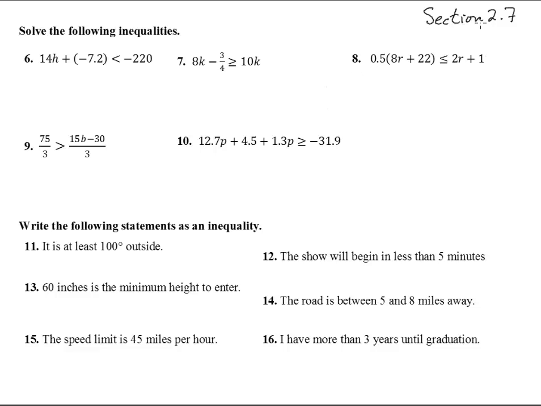Okay, here we are, section 2.7. The answers 6 through 16. 14h plus a negative 7.2 is less than negative 220. We're going to undo that by adding 7.2 to both sides. And we get 14h is less than, that's going to be 212.8. Divide both sides by 14, no flipping of the signs, and we get that h is less than, don't forget that negative sign, negative 15.2.